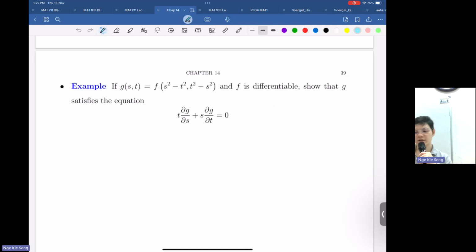Suppose that we have G(s,t) defined using F, but F here has another two variables, s squared minus t squared and t squared minus x squared. It says that F is differentiable, because you need to differentiate it later. Show that G satisfies the equation here. So let's say your G is defined using F. How do you compute del G over del x?